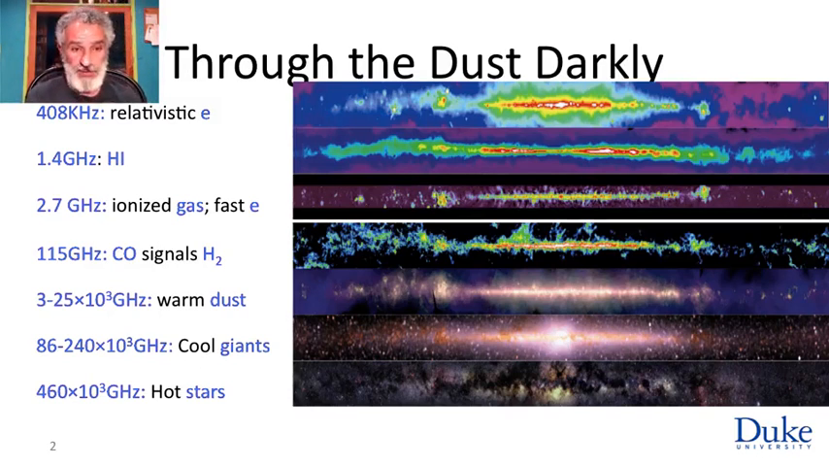These are radio waves, 408 kilohertz. The radiation at these wavelengths is produced mostly by relativistic electrons propagating in the galactic magnetic field. So we see that there are a lot of emissions near the center of the galaxy, and we see some localized sources. The source on the left is Cassiopeia A, the supernova remnant.